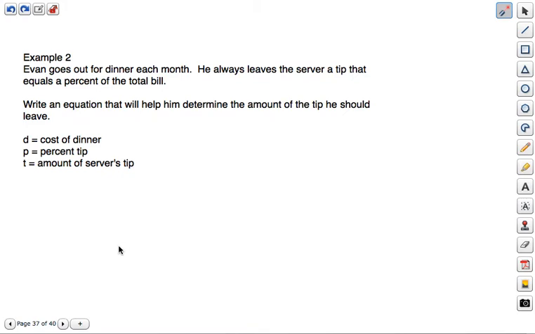So when you're finding the amount of a tip, we're going to be looking at multiplying the cost of dinner by the percent tipped. Okay, so we'll start with our equal sign, and we have T is the amount tipped, and we're going to take the cost of the dinner and multiply that by the percent that you've tipped. So T equals D times P.